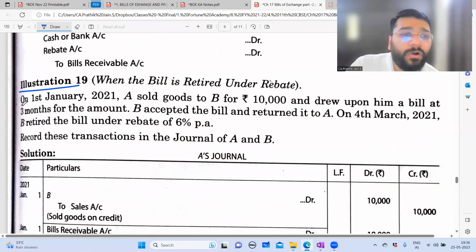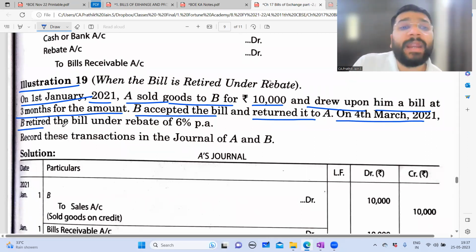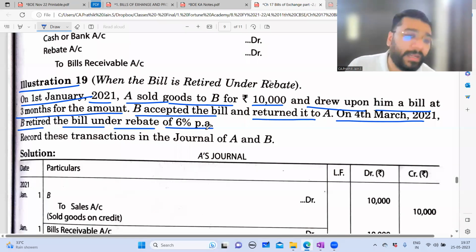Now, illustration 19. On 1st Jan 2021, A sold goods to B for 10,000 rupees and drew upon him a bill at 3 months for the amount. B accepted the bill and returned it to A. On 4th March 2021, B retired the bill under rebate at 6% per annum. Record the transaction in books of both A and B.